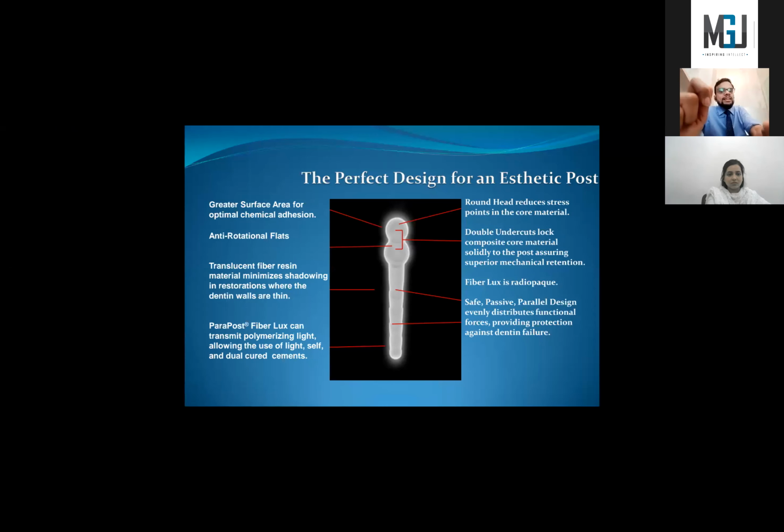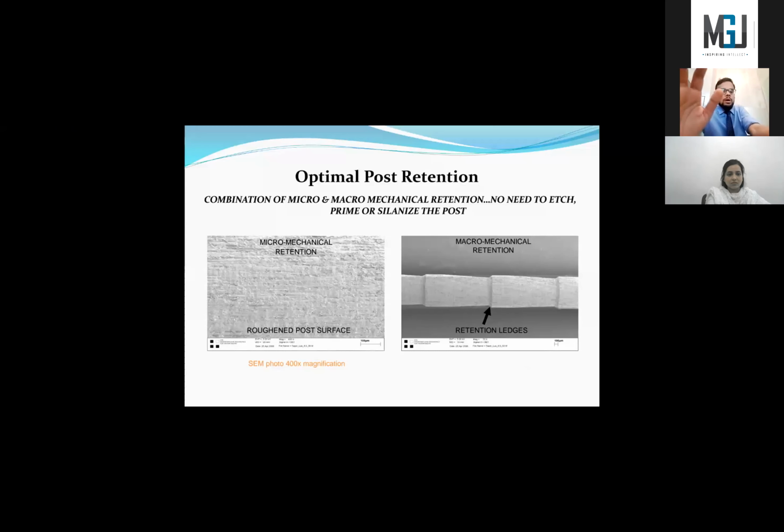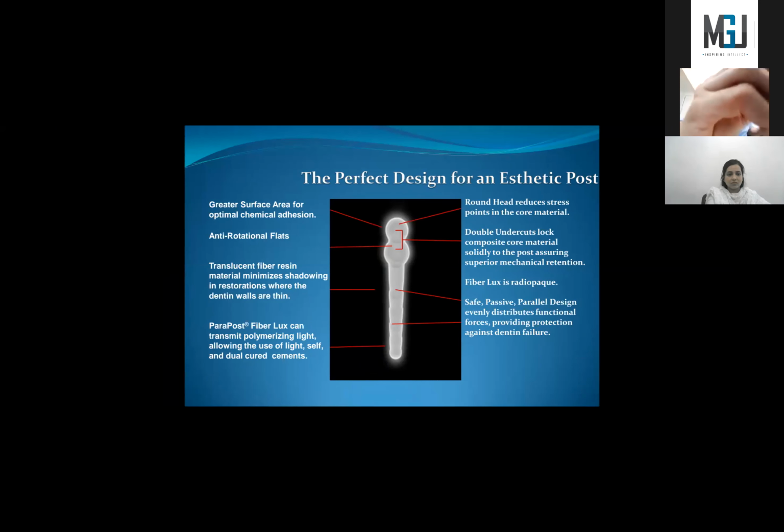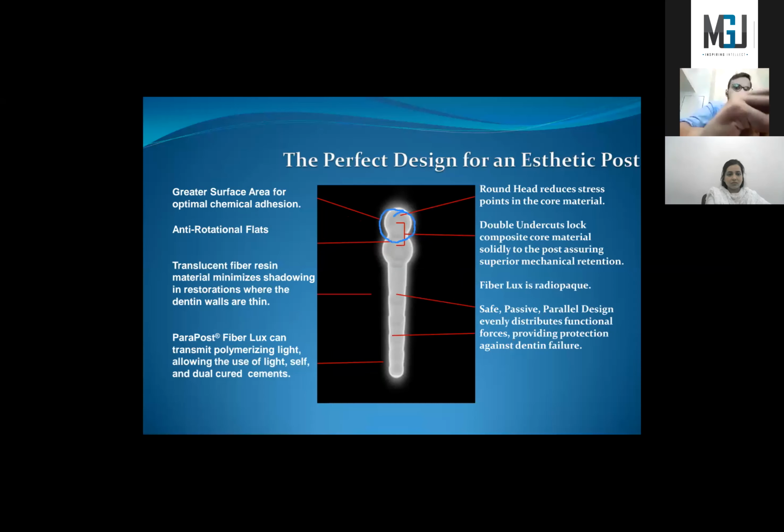What is your ideal design for a good aesthetic post? More than the retentive aspects that are incorporated in the design of your post, you need to have a combination of micro or macro mechanical retention that is incorporated in it. So I go back to the previous slide. You need to have a good head over here. So this part is very critical to make sure that it retains the core. This part of the post which is going inside the canal should have micro or macro retentive grooves which are present to help increase retention.